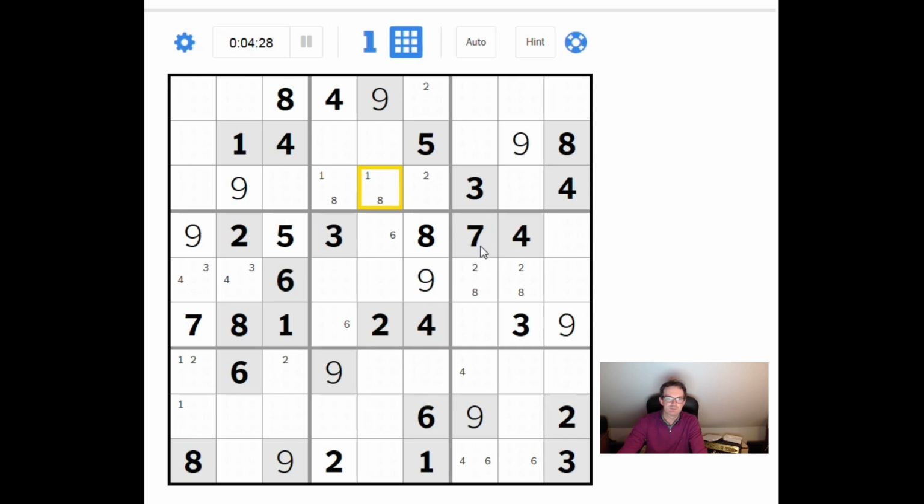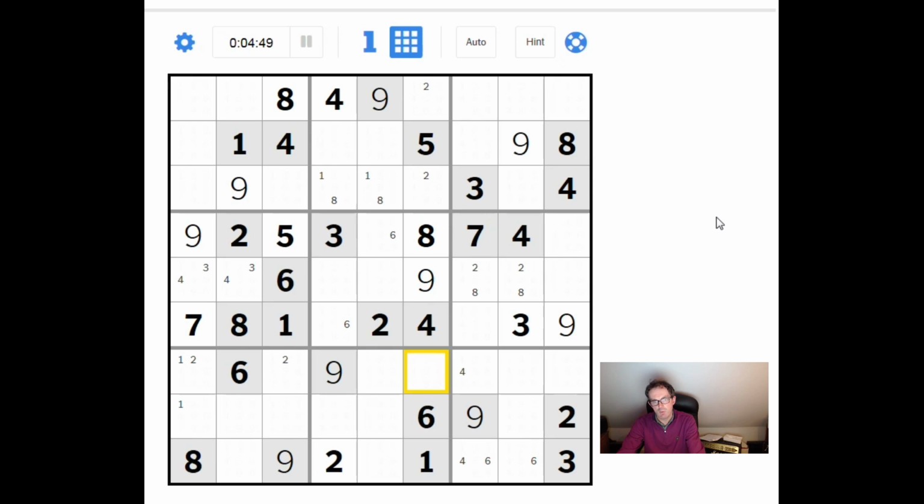Okay, now I'm going to show you something. The next number I'm going to write in is in this square. Have a think if you can work out how I can write in the number into this square. And this is actually quite a nice trick.